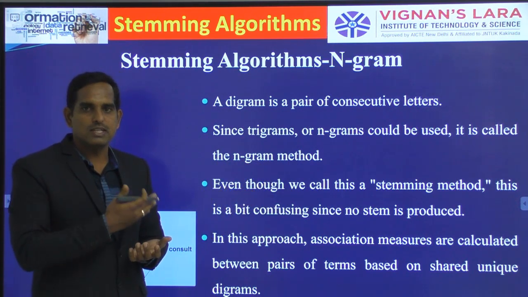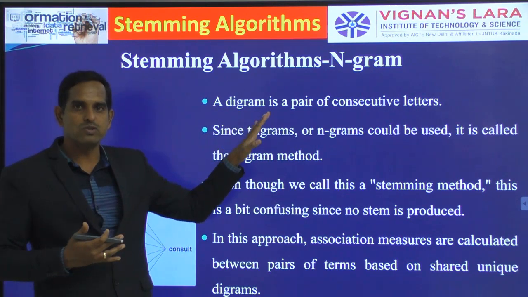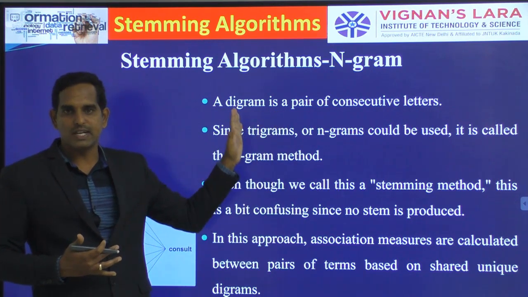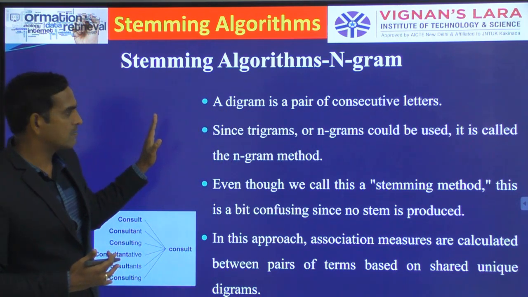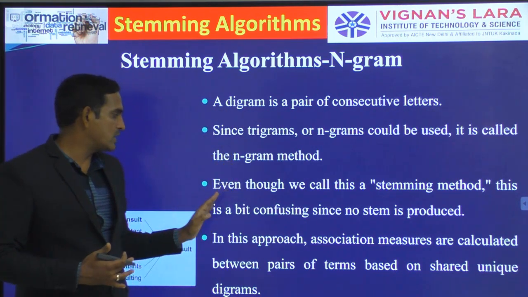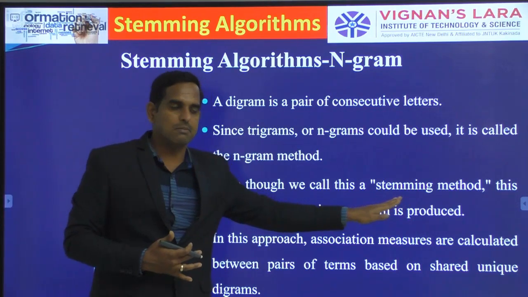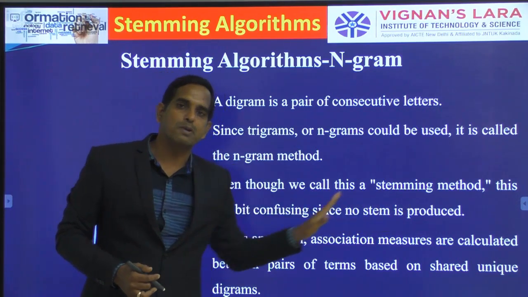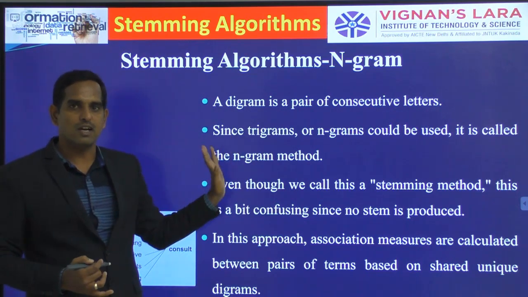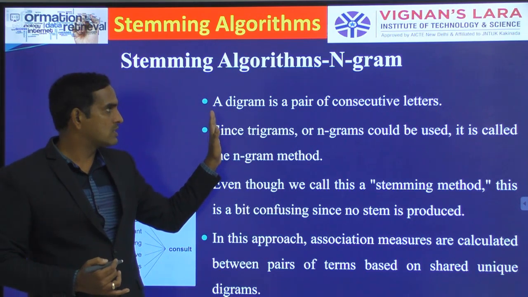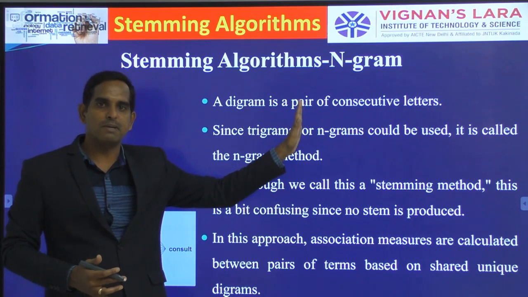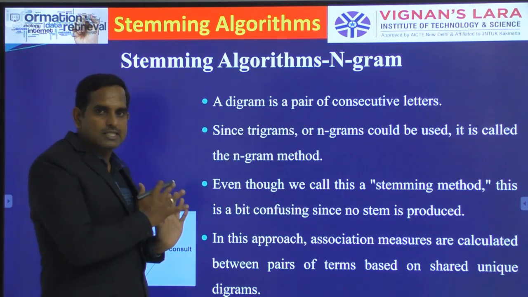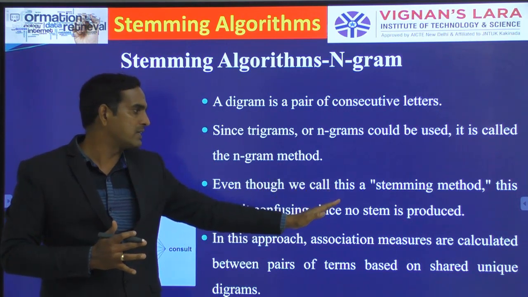We will be using these grams, either a diagram, a trigram or an n-gram, to create segments. But you have to understand that even though we call this a stemming method, this is a bit confusing since there is no stem produced from the output of this algorithm. This is a different thing: in the n-gram method we are trying to create particular classes, not a complete stem.